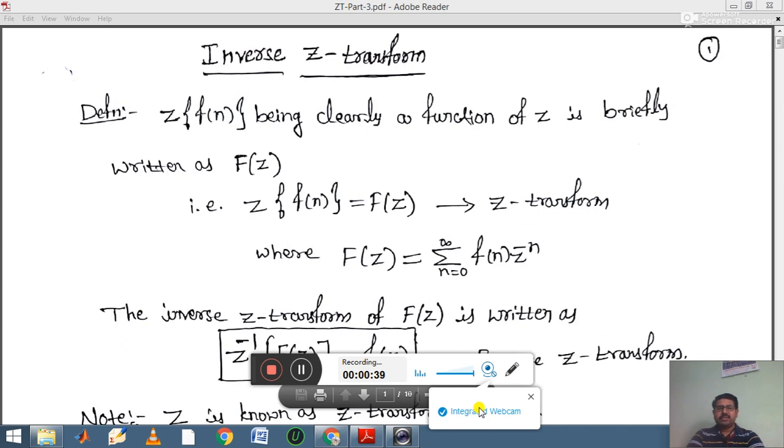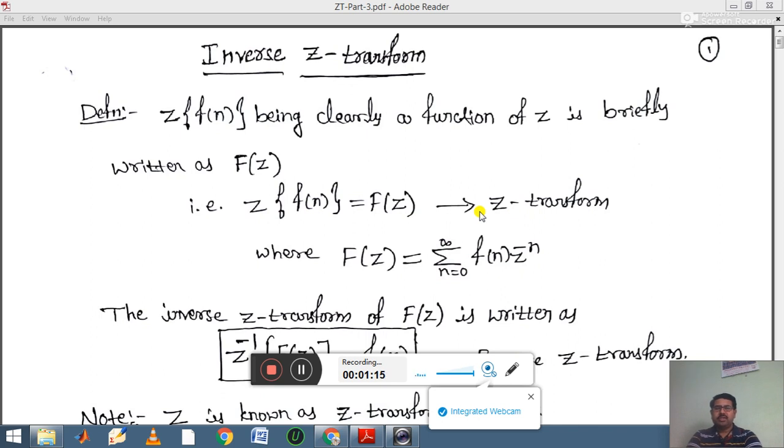Before going to the partial fraction method, let us learn what is the definition of Z transform. Z of f of n, being clearly a function of z, is briefly written as F of z. That is, Z of f of n is equal to capital F of z. This is known as the Z transform definition, where F of z is equal to summation from n equals 0 to infinity of f of n z power minus n. So mainly you need to remember this notation: Z of f of n is equal to F of z is known as the Z transform definition.